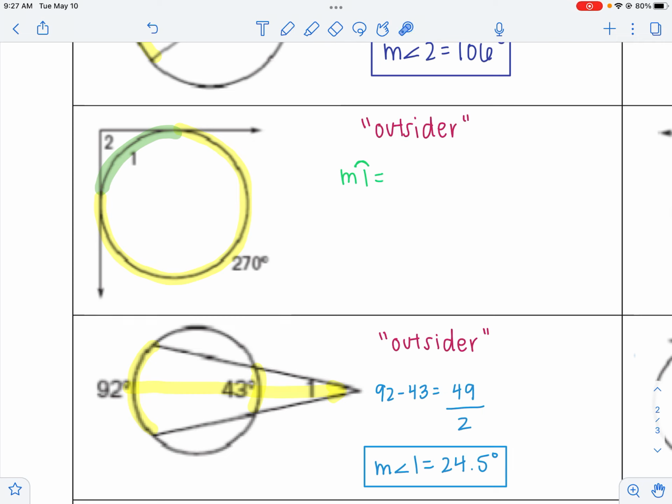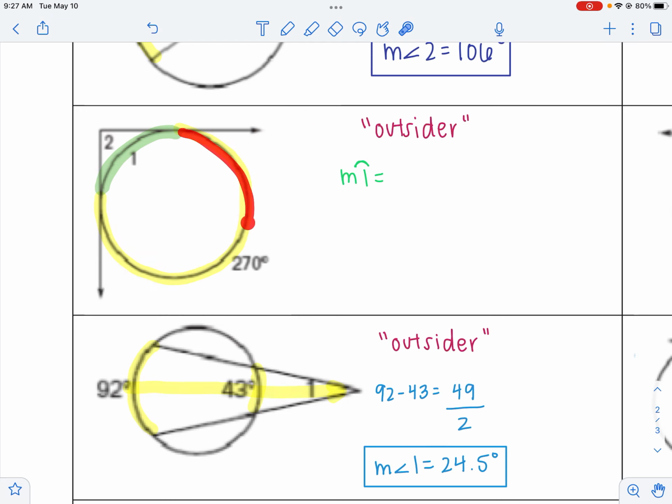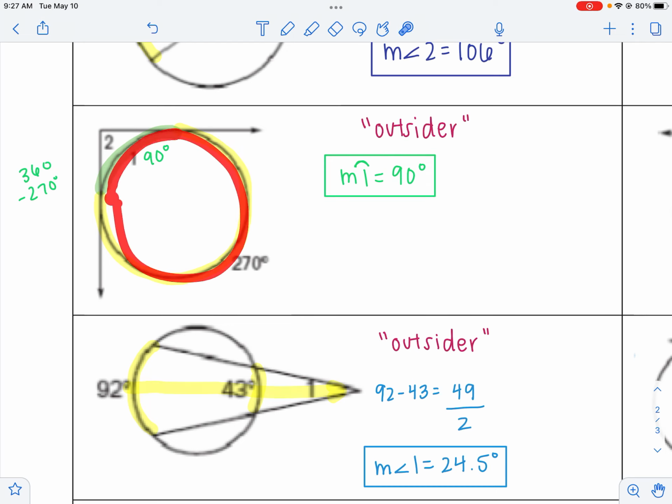and go from there. Well, sometimes you have to look at the big picture. So if you have a full circle, that's 360. And I know that this piece is 270. So to find the measure of arc 1, I just need to take that away from 360. So 360 minus 270 would make that piece right there 90 degrees. So the measure of arc 1 would be 90 degrees. Now, how does that help me find the outsider? Because I need to subtract those two numbers and divide by 2 to get this outsider, to get angle 2.